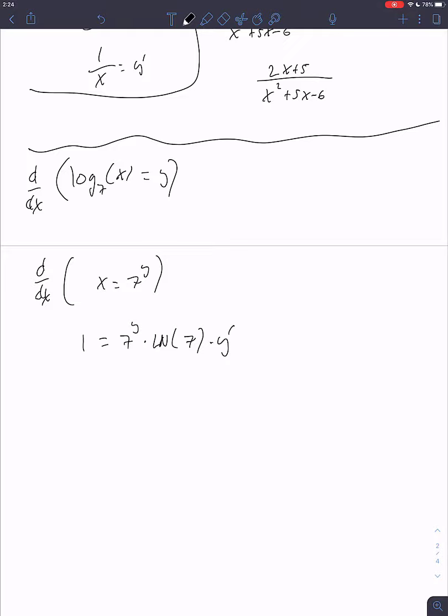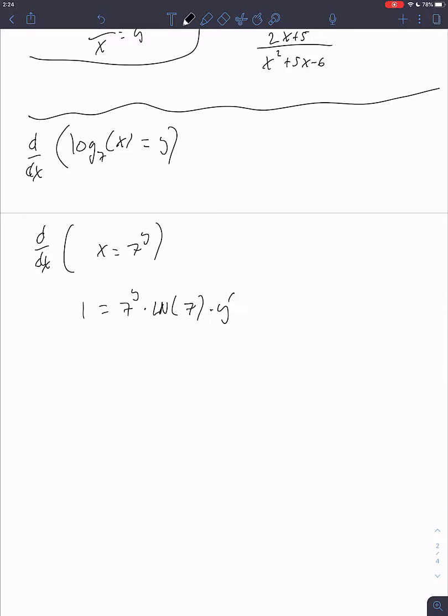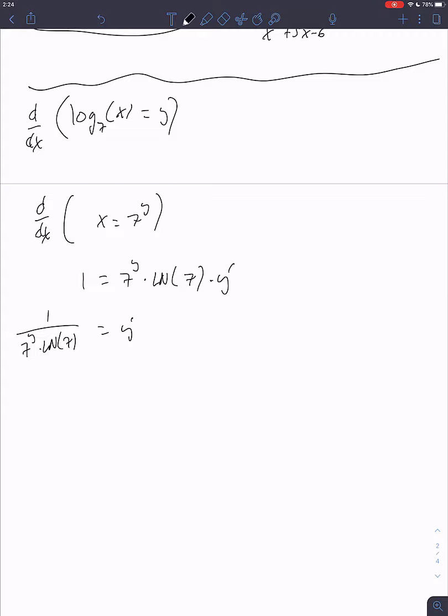times, by the chain rule, y prime. And now we need to solve for this. Dividing, 1 over 7 to the y times ln of 7 equals y prime, but y is log base 7 of x. So really we get 1 over 7 raised to the log base 7 of x times ln of 7 equals y prime. 7 and the log base 7 cancel, and we really get 1 over x ln 7.